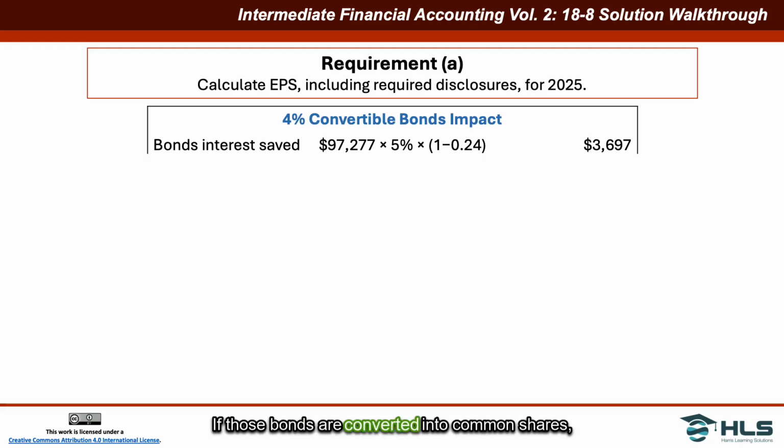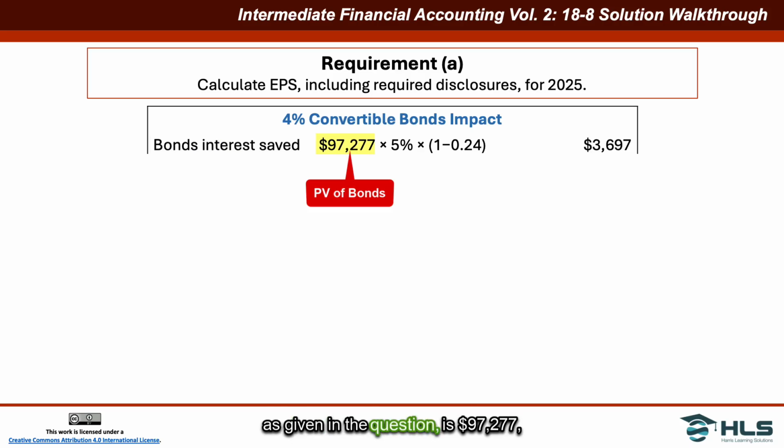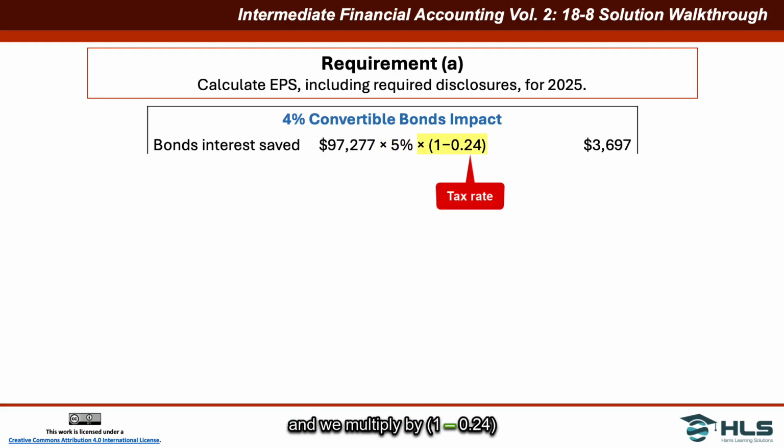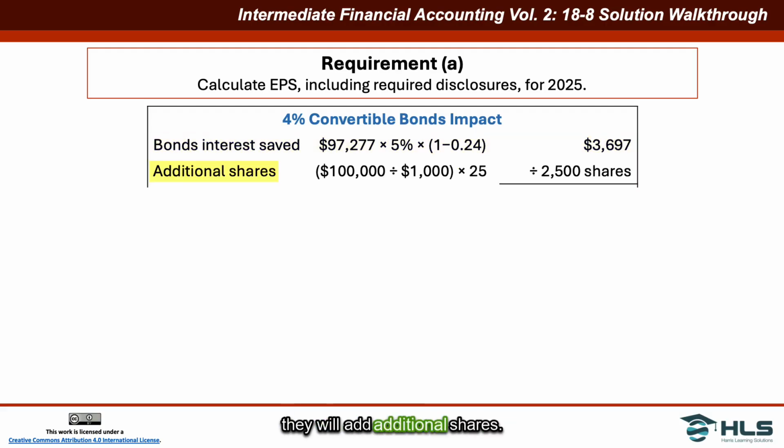If those bonds are converted into common shares, the company will no longer have to pay interest on those bonds. Therefore, the interest is saved, and a savings in interest actually increases the net income, which is available to the common shareholders. So if the present value of the bonds, as given in the question, is $97,277, and the market rate of interest is 5%, and we multiply by 1 minus 0.24 to determine the after-tax impact, this results in a net after-tax savings of bond interest of $3,697.